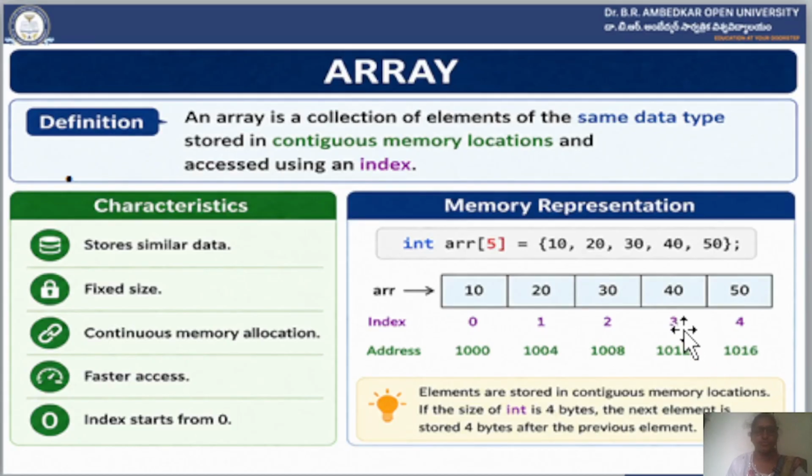So, an array stores multiple values. All values must have the same data type. Array elements are stored in contiguous memory. Arrays are accessed using indexes. Index values start from 0. Arrays provide faster access to the data.